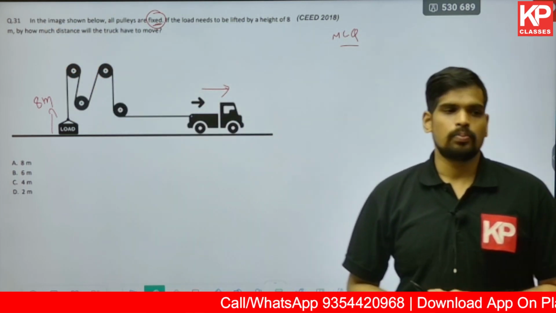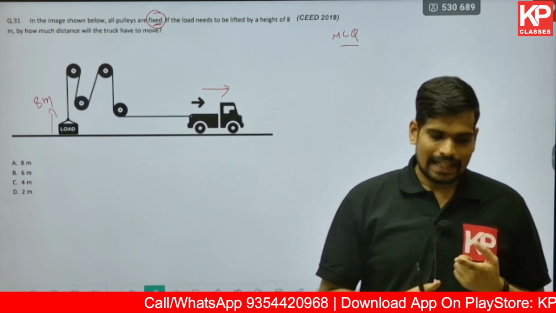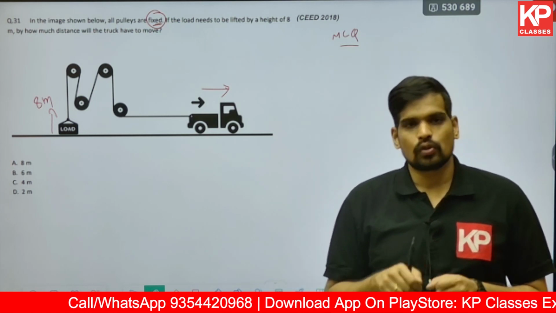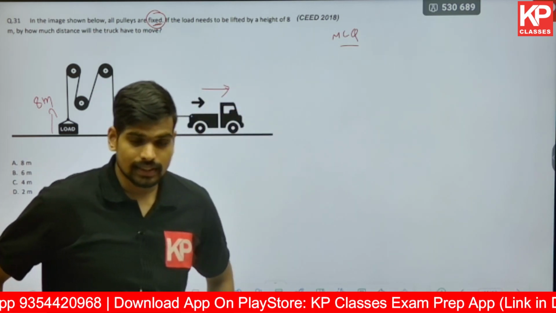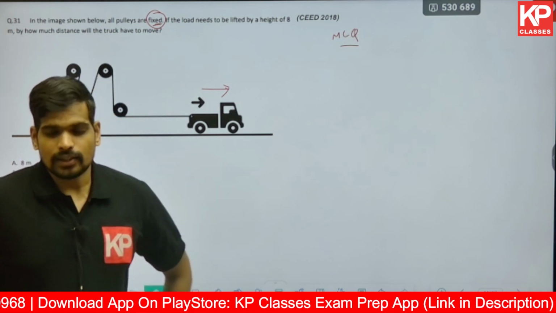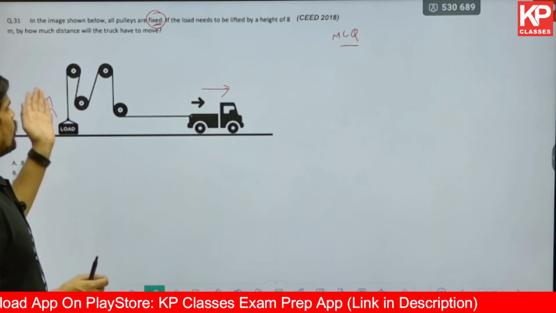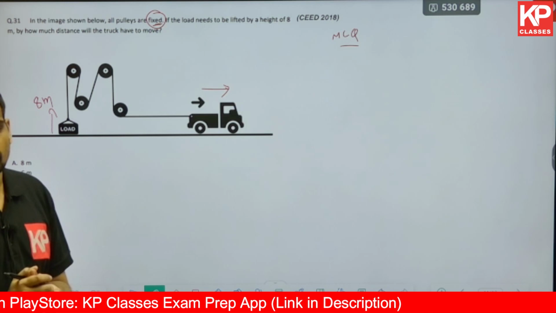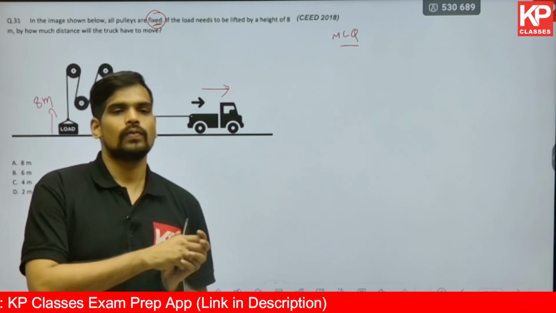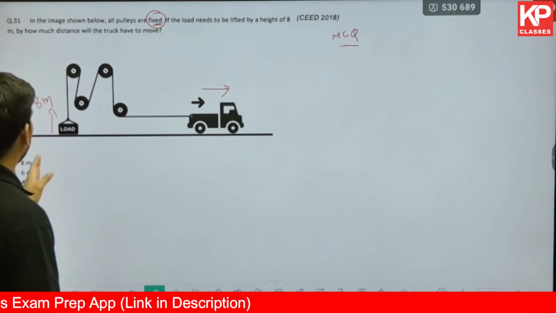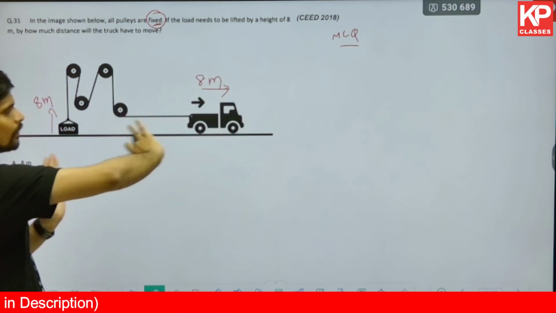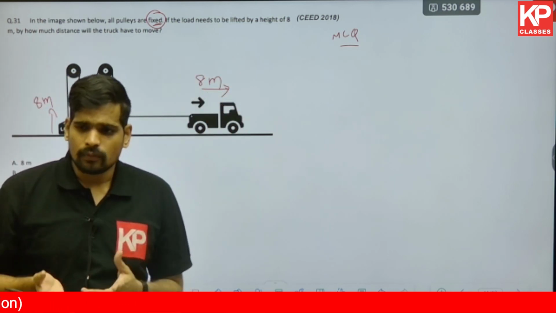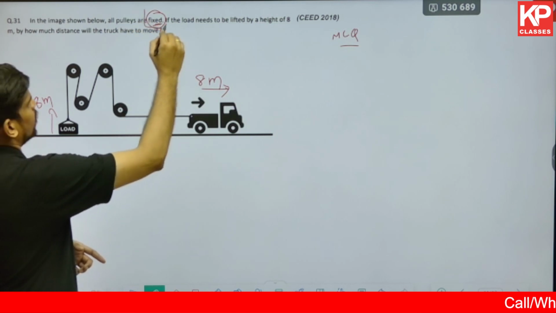Remember, in a fixed pulley, there is no mechanical advantage, as in you don't need less force to lift up a heavy load. Other than that, with respect to distance, we discussed that in a fixed pulley, the distance of lift of the load is the same as the distance by which you move the rope. So if you want an 8-meter lift, this vehicle needs to move by 8 meters. Why? Because all these are fixed pulleys.